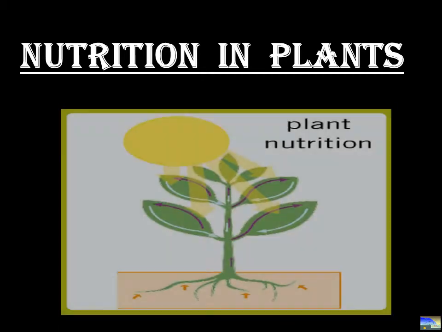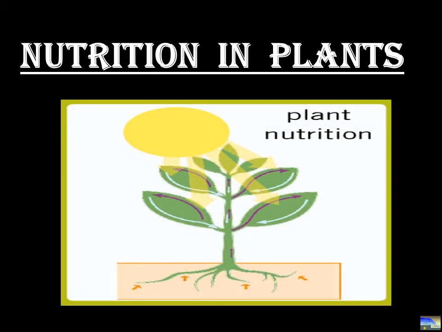In today's video we're gonna do class 7 chapter 1 from Science NCERT, Nutrition in Plants. So here you can see plants are obtaining nutrients by the process of photosynthesis. We'll study the whole chapter right now. So let's begin.